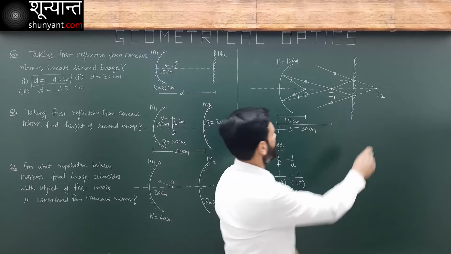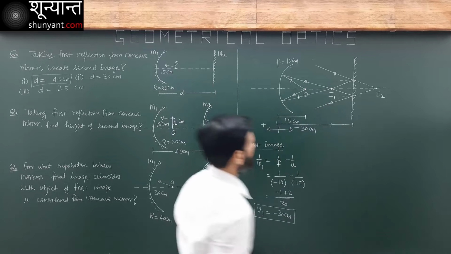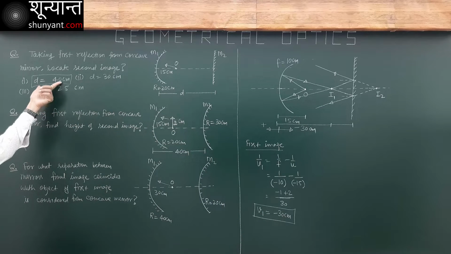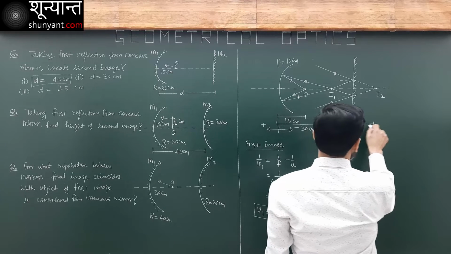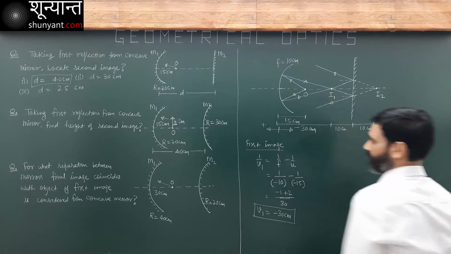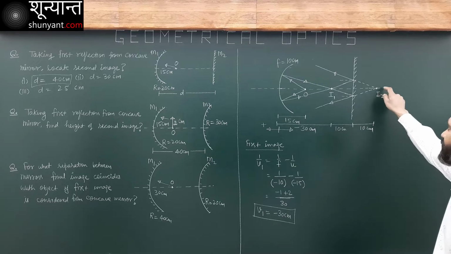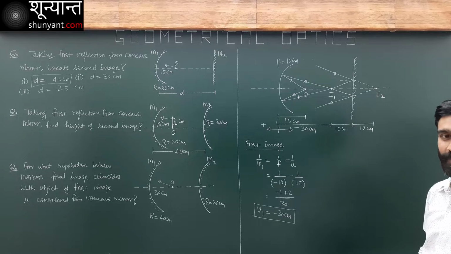What will be the distance? From the properties of mirror, what is this? This is 40 centimeter. That means this is 10 centimeter, this is 10 centimeter, and this also will be 10 centimeter. This is where the second image will form. What will happen after that?